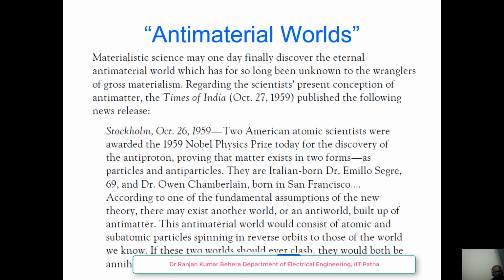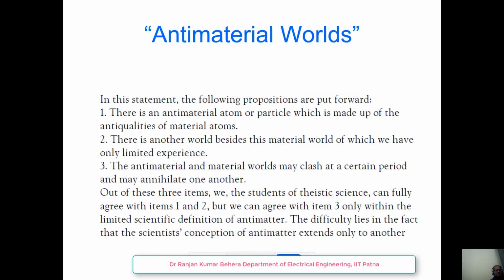So the antimaterial world consists of atomic and subatomic particles spinning in the reverse orbit to those of the matter we know. They have given the following statements. There is an antimaterial atom or particle which is made up of the anti-qualities of the material atom. There is another world beside the material world of which we have only limited experience. The antimaterial and material world may, at a certain period, annihilate one another.